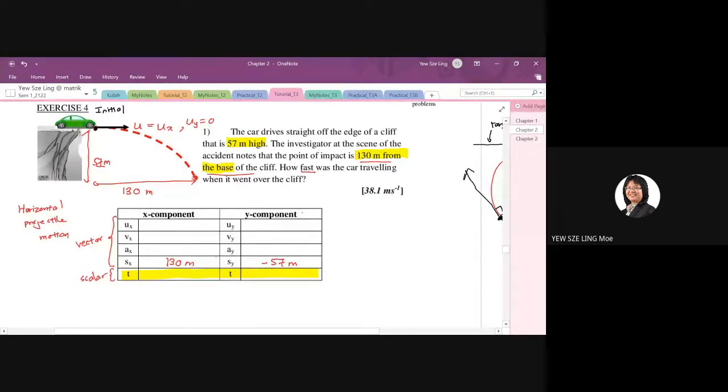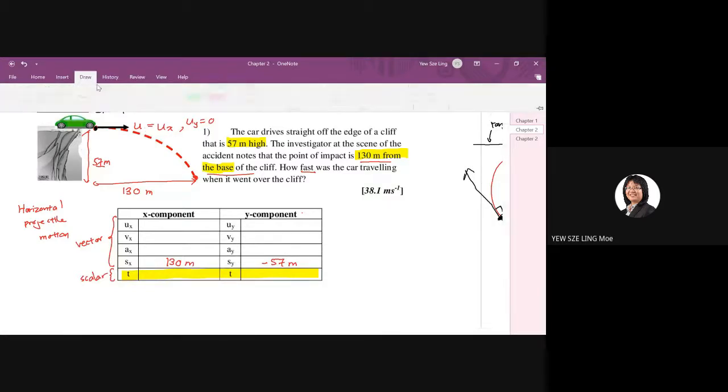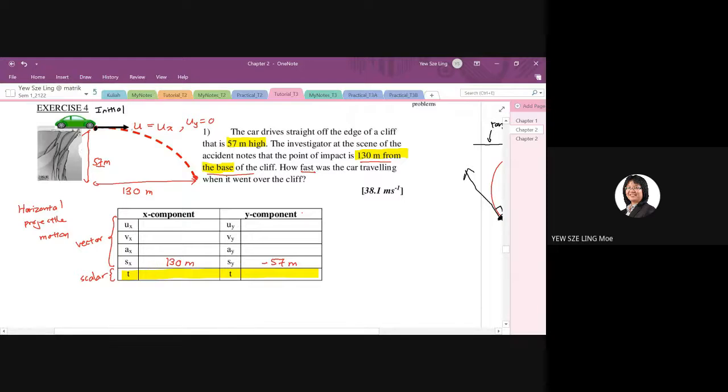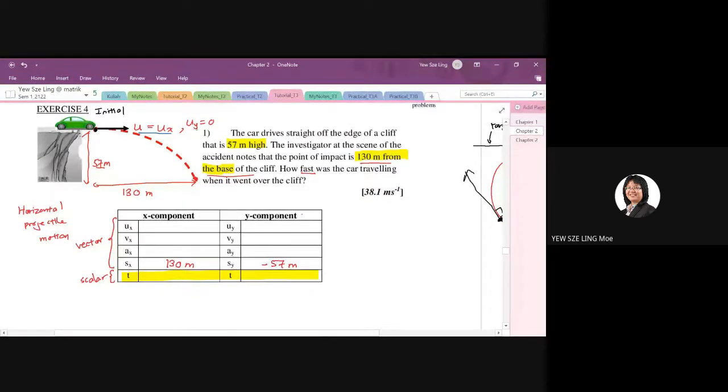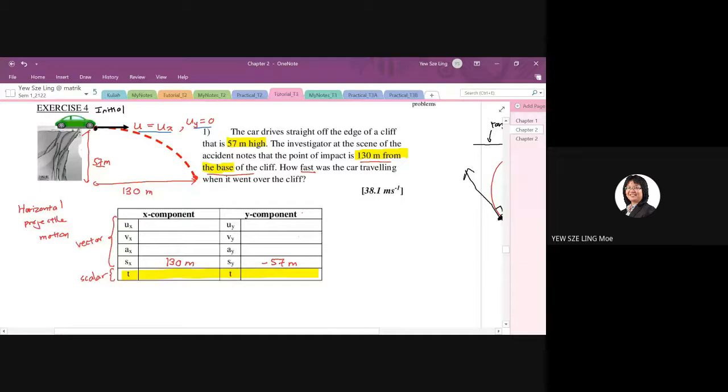So other than that, what is the information that we have? Go back to the diagram. In the diagram, as you can see here, u equals ux and uy equals 0. Now what do we want to find? We want to find ux. So ux is an unknown, we just leave it as unknown. uy is 0, so you can fill in 0. Now, do we have any other information?